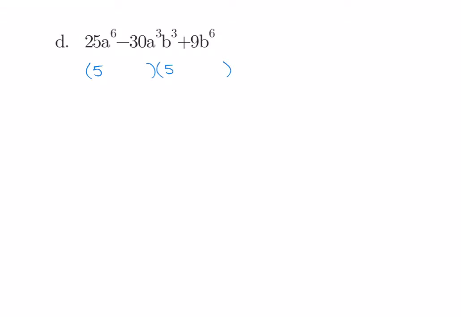A to the 6th, if I break that into two things that are the same, we're going to want a cubed and a cubed. 3 plus 3 adds up to 6, and they are the same. My 9 is going to be 3 and 3, and just like with my a's, b to the 6th is going to be b cubed and b cubed. Again, we have same signs, and both are negatives.